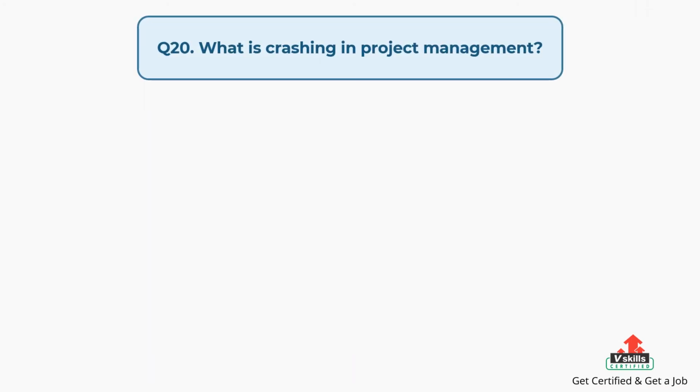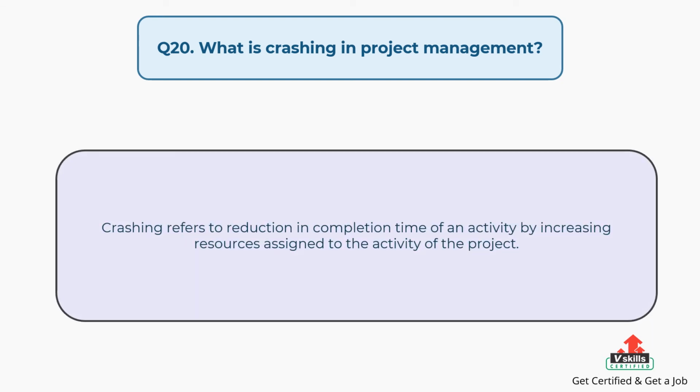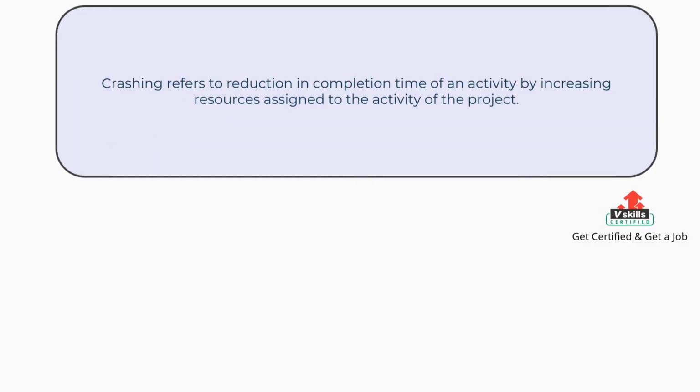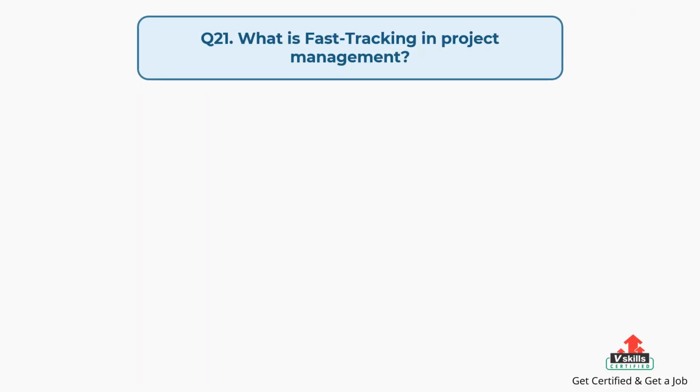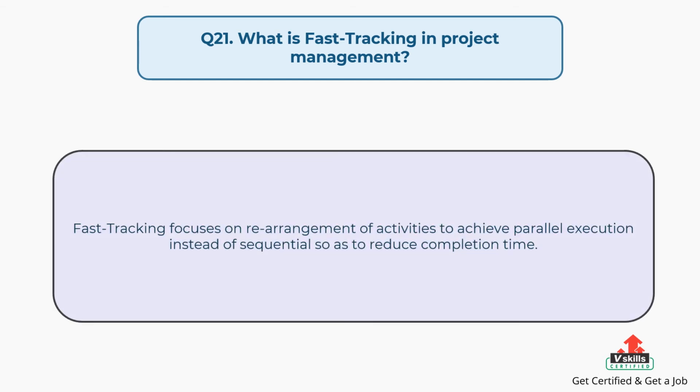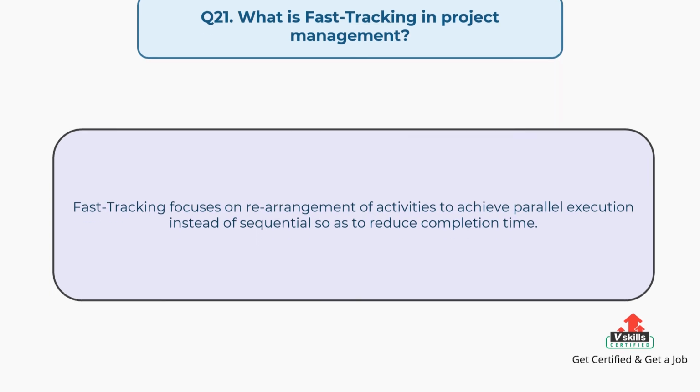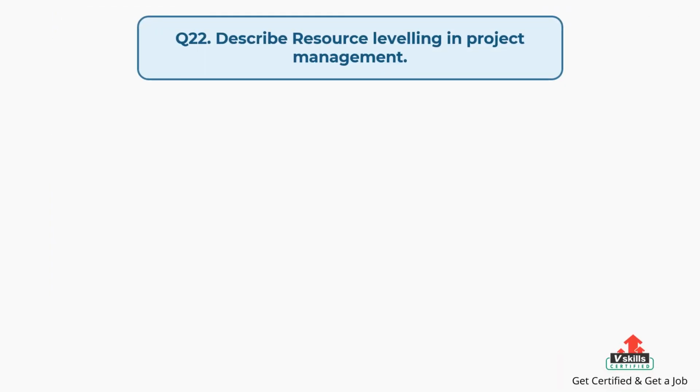Question number 20. What is crashing in project management? The answer is, crashing refers to reduction in completion time of an activity by increasing resources assigned to the activity of the project. Question number 21. What is fast tracking in project management? The answer is, fast tracking focuses on rearrangement of activities to achieve parallel execution instead of sequential so as to reduce completion time.